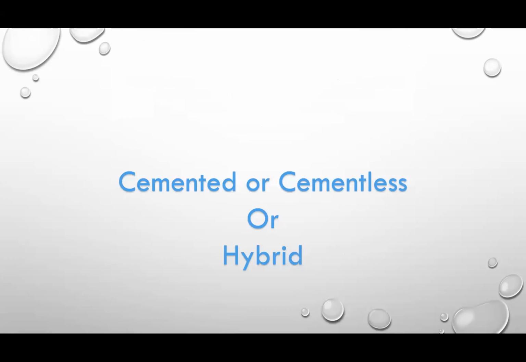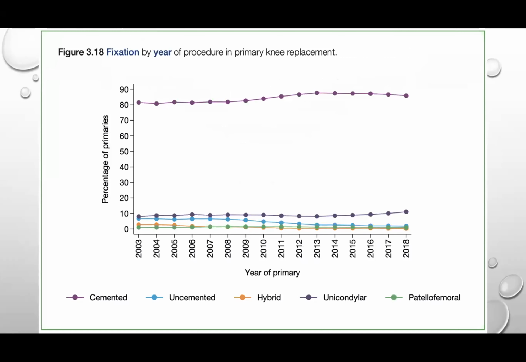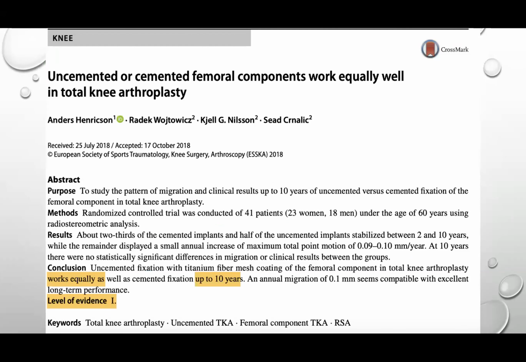Then going into another argument, cemented or cementless or hybrid. So going into the NJR registry, you can see that cemented prostheses are by far the most common, and more than 80% of total knee arthroplasties are cemented compared to a small fraction of cementless prostheses. When they compare both implants again, they find no difference.